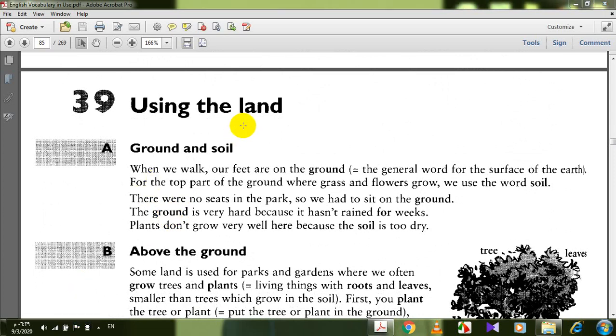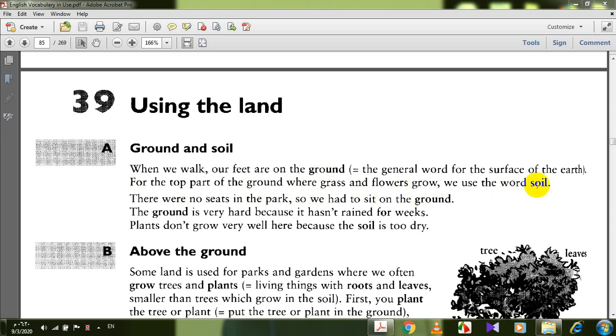Okay, using the land, we have ground and soil. The difference between ground and soil. Okay, when we walk, our feet are on the ground. Ground means the general word for the surface of the earth. So it is a general word for the surface of the earth. This is the ground.